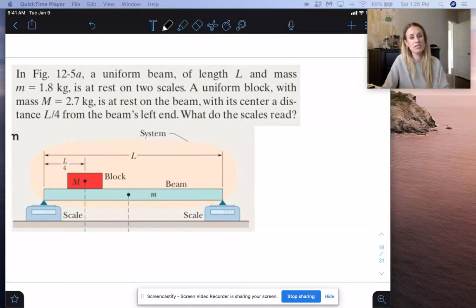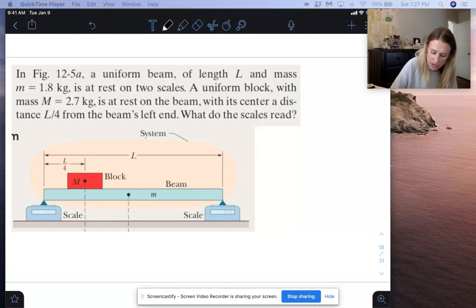All right, so we have to find basically the normal forces from both the scales, because that's always the scale reading, right? The normal force. Now, here we have equilibrium. We have a static equilibrium because nothing's moving here, right? It's all at rest. So in static equilibrium, the trick here is that the net force equals 0 and the net torque equals 0.